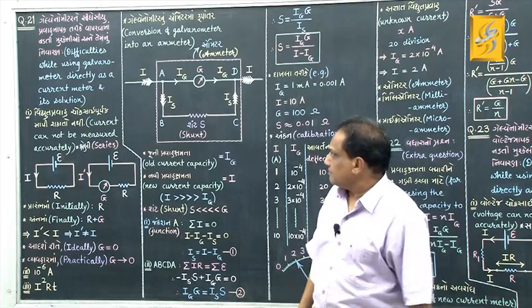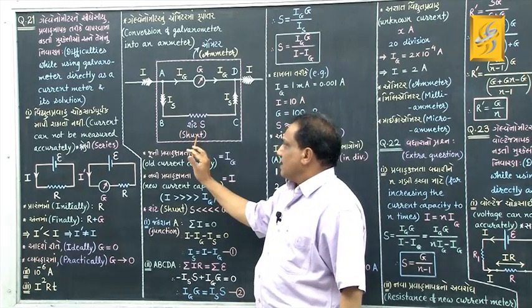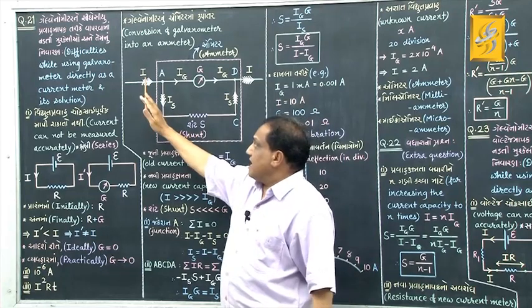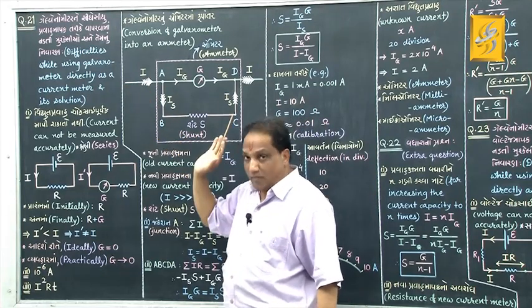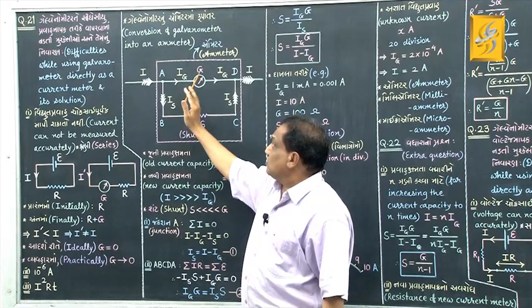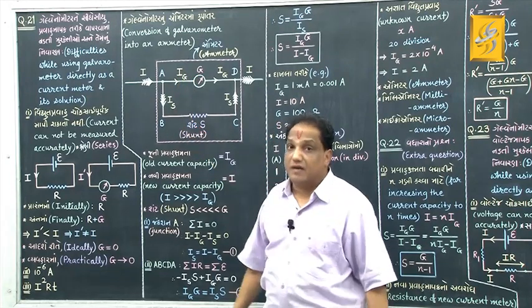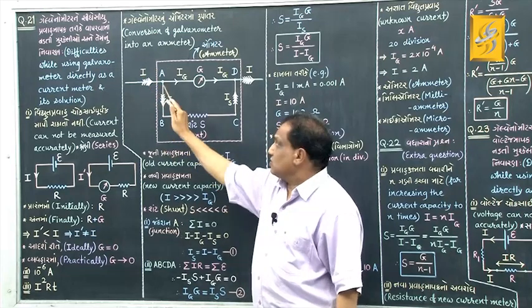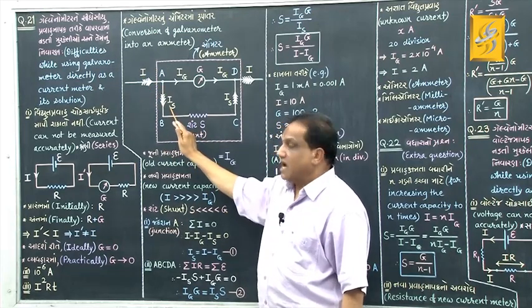Very simple. Here we have connected that value of shunt such that when we pass current I through this parallel combination, the current passing through this galvanometer is just equal to its current capacity, and the remaining current, that is I minus Ig, will pass through the shunt, and it is shown by symbol Is.